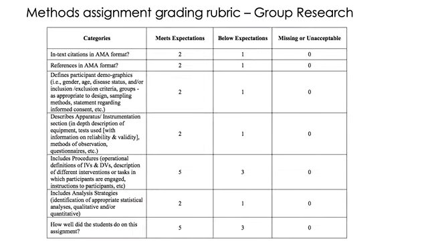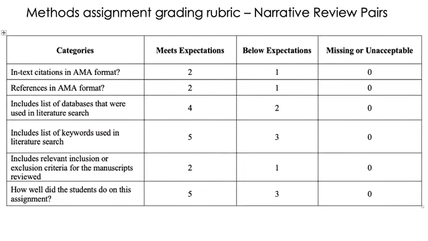For the group research projects, here is your rubric. This is what you should follow, row by row. Make sure you include your in-text citations, your references, and all these features for your methods section. Before you turn it in, check this rubric. For the narrative review pairs, you'll see the rubric is more simplified because it's not as detailed. Again, narrative review pairs, before you turn in your methods section, check the rubric.